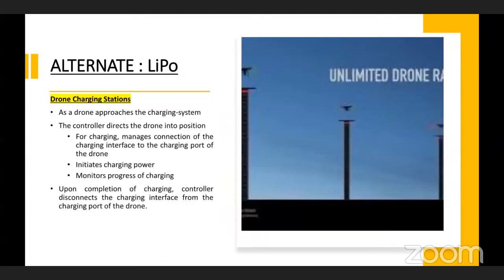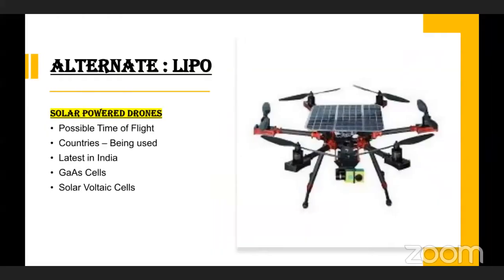Now coming to the alternative, that is solar-powered drones. If you see this particular drone, the gallium arsenide cells are there on the top of this particular drone. So the moment this drone flies, this battery keeps on getting charged. And if the sunlight is there, this will give us more flight. And if the drone can fly higher and sustain longer, it can give us better results.